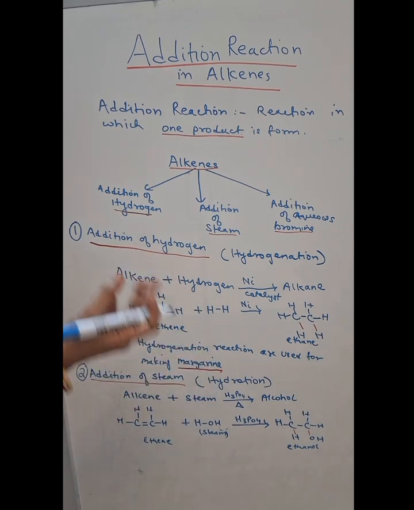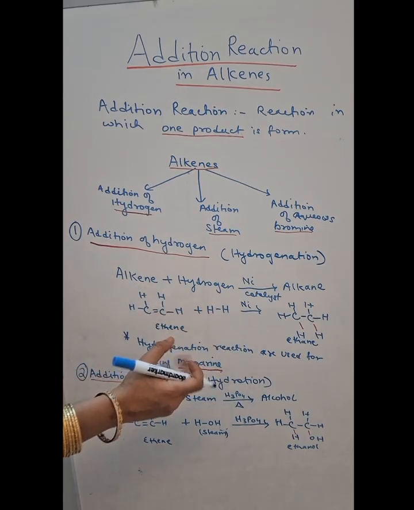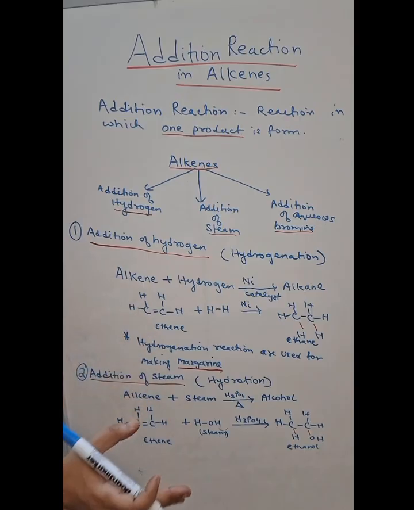You can make alcohol from alkene. Here we are using ethene. That's why ethanol is formed. Whatever alkene we will use, depending upon that, alcohol will be formed.